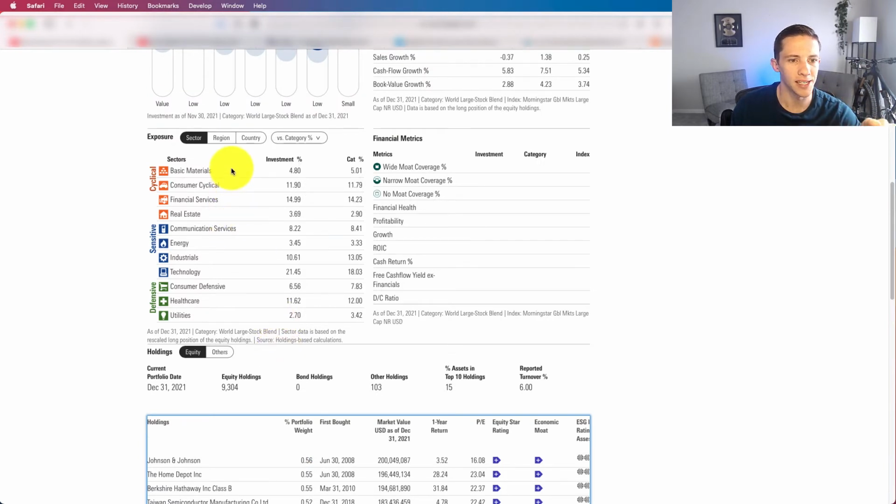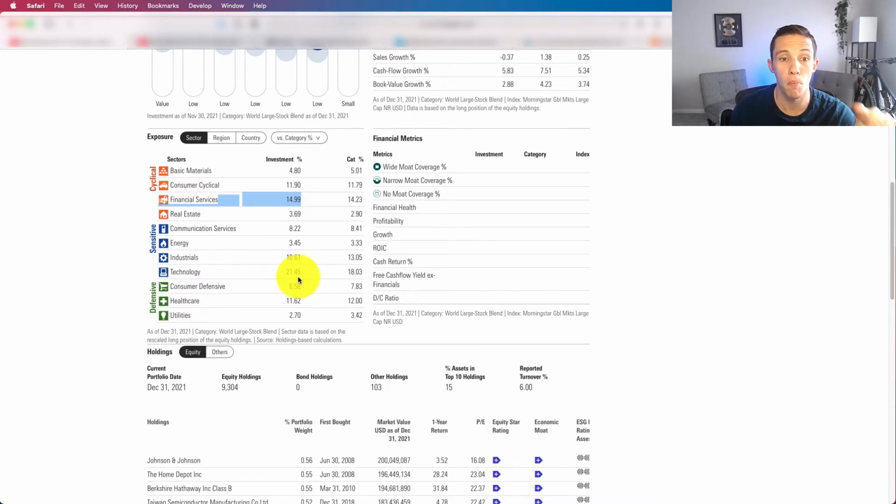Let's just take a look at the actual sector exposure. What is the global sector exposure? What is the top three? Technology at 21.45, financial services 14.99, we'll call it 15, and then consumer cyclical at 11.9. Now, I think if we look at the US, you're going to get much more exposure to tech, probably going to be like 30%.